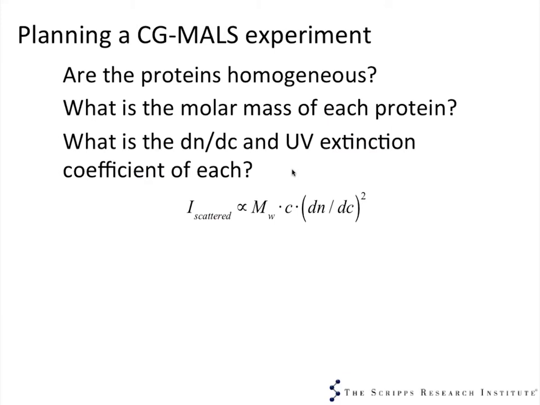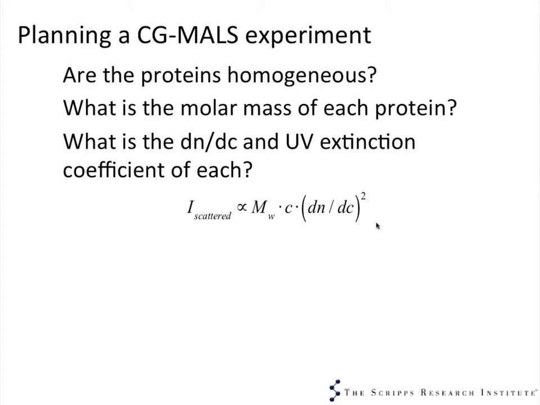So there's a few pieces of information that are important to know before embarking on a CG-MALS experiment. First, we would like to understand whether or not each component in our experiment is actually homogeneous. This is particularly important for our glycosylated protein. Secondly, we need to know the mass of each component on its own to ensure that the masses that are calculated in the CG-MALS experiment are correct.